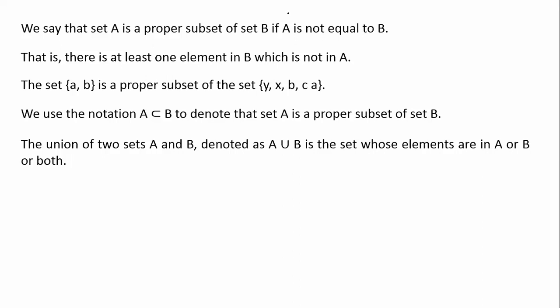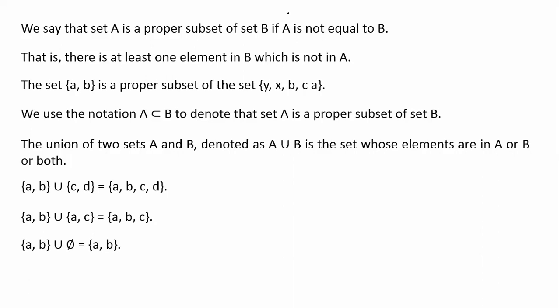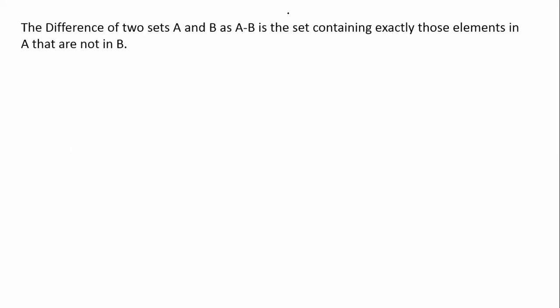We know the union of 2 sets. This is also called inclusive OR. So A union B is another set which contains the elements which are in A or in B or in both. In this sense, it is inclusive OR. Okay, so these are some examples. Any set united with the empty set is that original set itself.